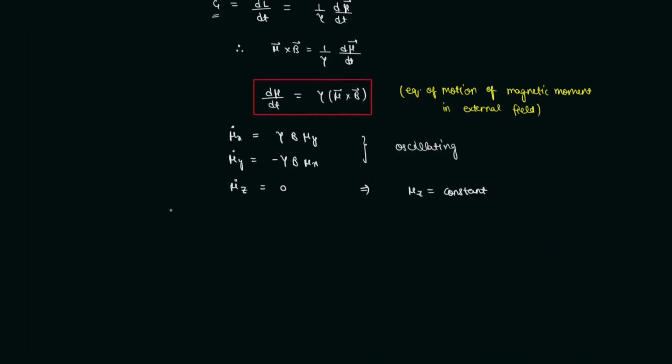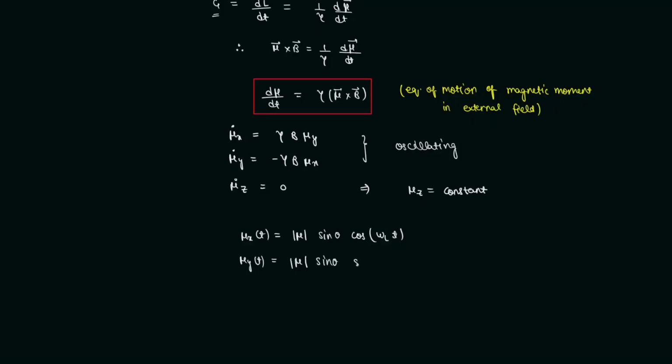We can solve these two differential equations to get the solutions of mu x and mu y as a function of time: mu x equals mod of mu sine theta cos omega L t, and for mu y we get mod of mu sine theta sine omega L t, where this omega L is known as the Larmor precession frequency, and it is equal to gamma times B. And the third component, mu z of t, is equal to mod mu cos theta, which is independent of time.